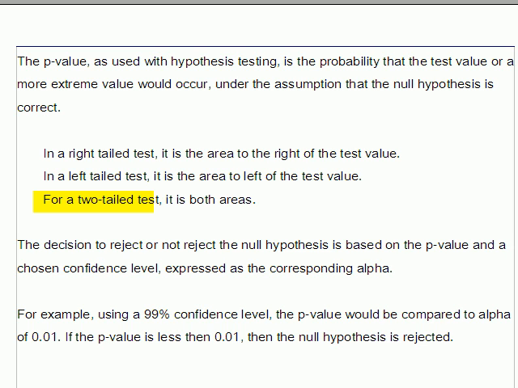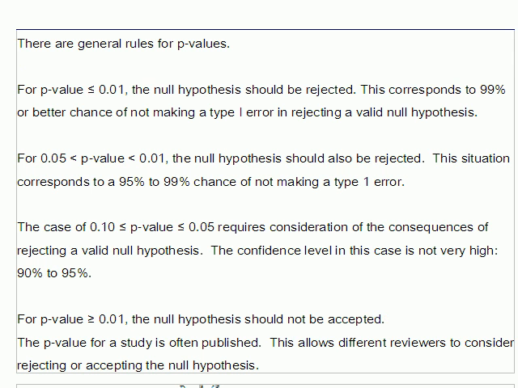So let's look at how decisions are typically made with these p-values. Okay, let's say you get a p-value of less than 0.01. Well, that's pretty small. In this case, it's usually assumed that the null hypothesis should be rejected. This would correspond to a confidence of 99% or greater. Remember, the smaller the p-value, the greater the confidence is going to be.